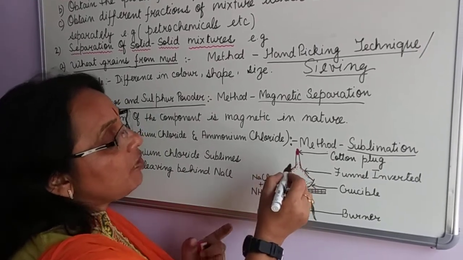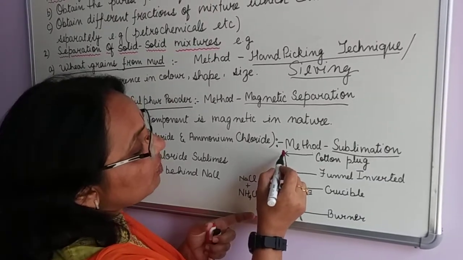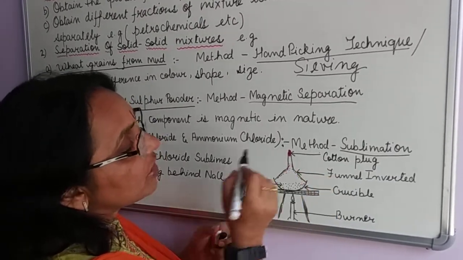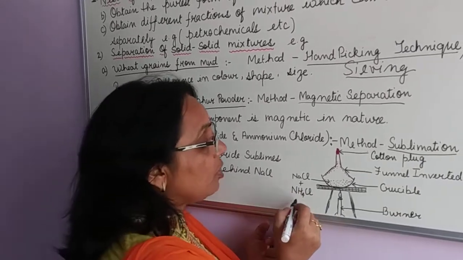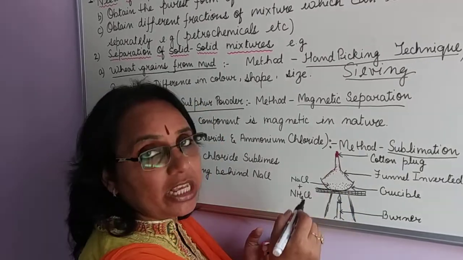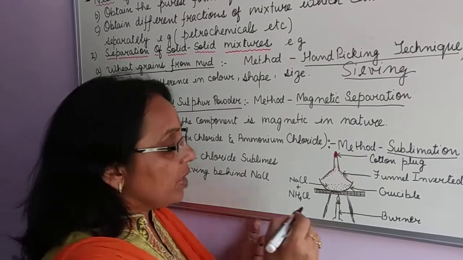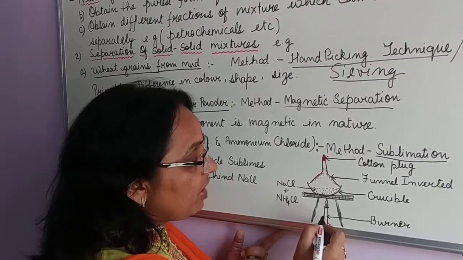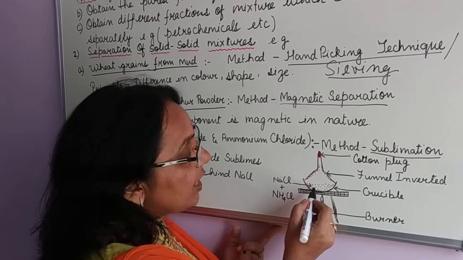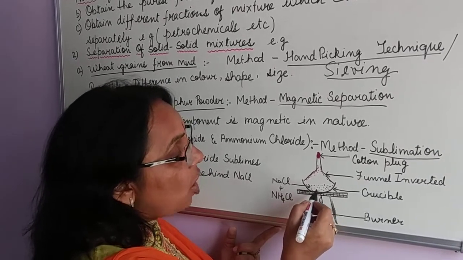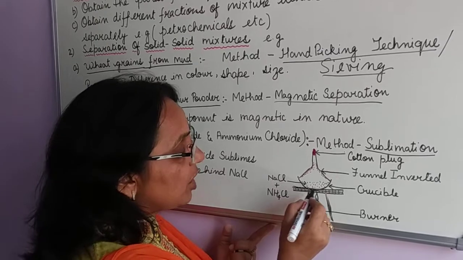Now the opening of the inverted funnel is closed with the help of a cotton plug, so that the vapors of ammonium chloride which rise later on do not escape. Now when the burner is switched on, when we light the burner, we can see that the red colored dots that I have made are nothing else but ammonium chloride.